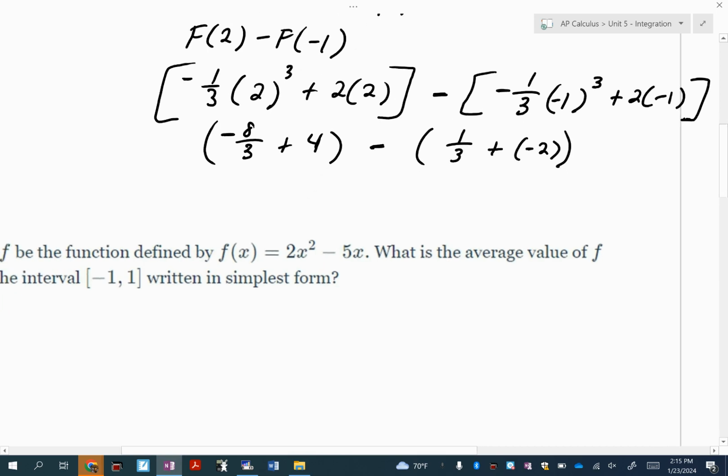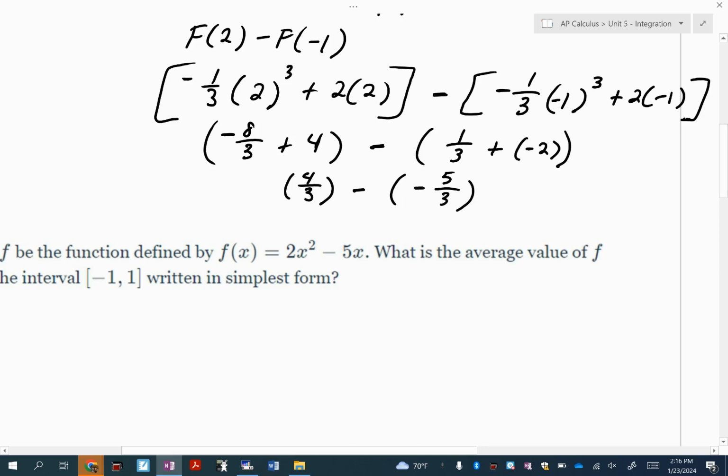Here we go. How can I rewrite 4 to have a denominator of 3? So it's going to be 12/3, right? So what's -8/3 plus 12/3? 4/3 minus. How can I rewrite -2 to have a denominator of 3? -6/3, right? So what's 1/3 minus 6/3?